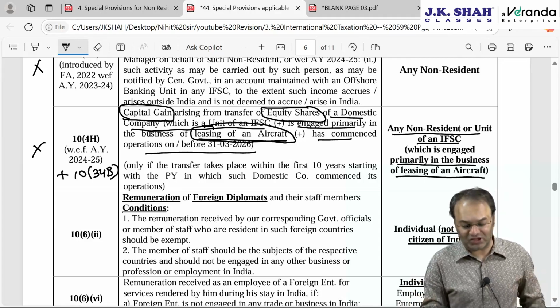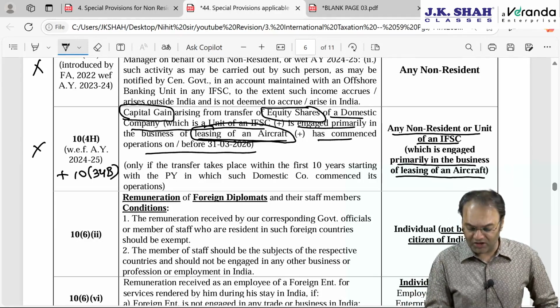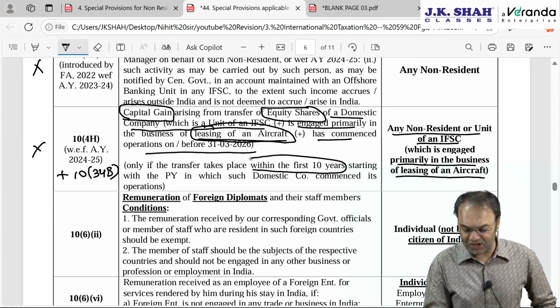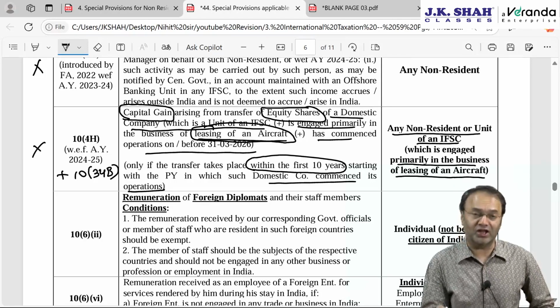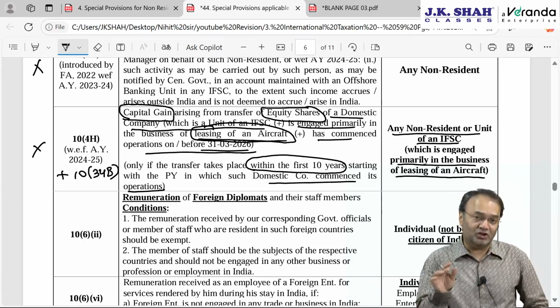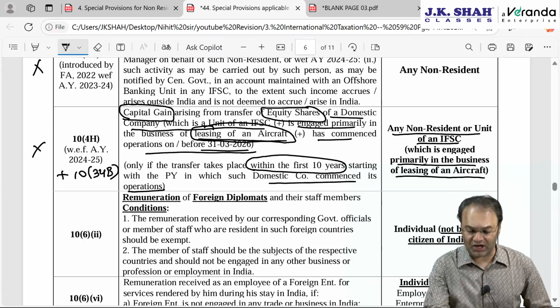Then only this exemption is available, provided transfer takes place within the first 10 years, starting with the previous year in which such domestic company commences its operation, and the operations have to be commenced on or before 31st March 2026. Now 31st March 2026 is not relevant.